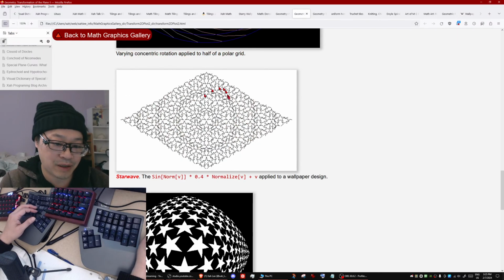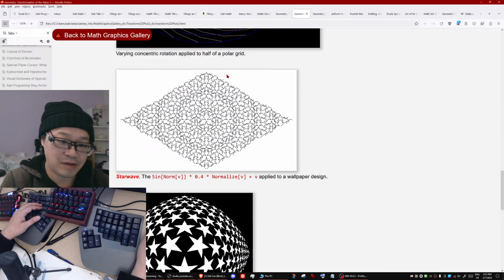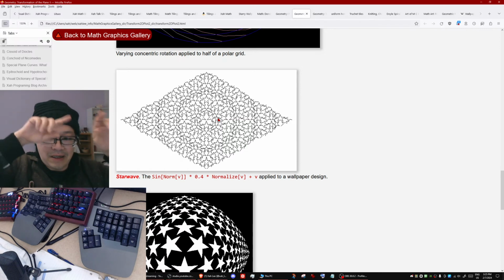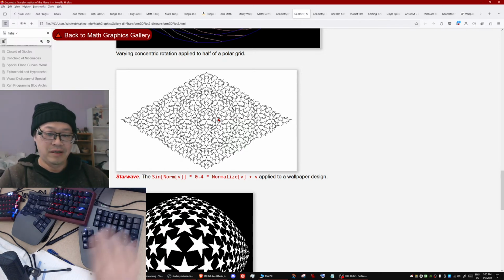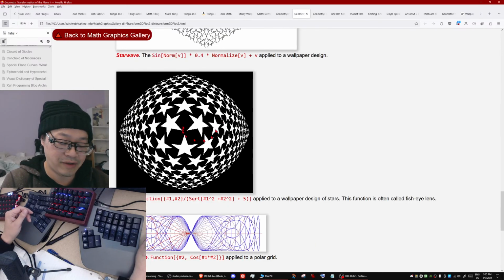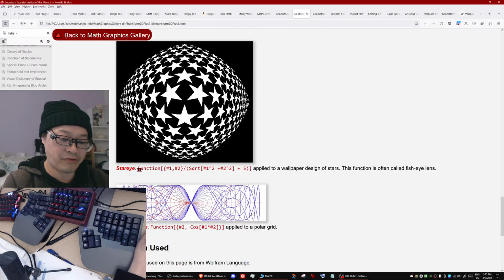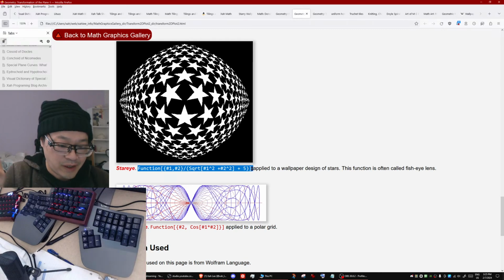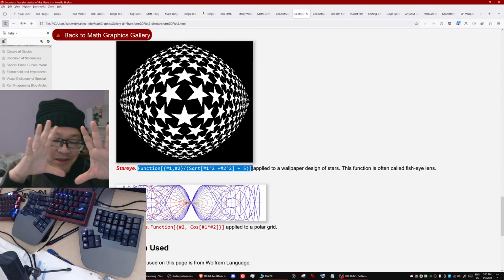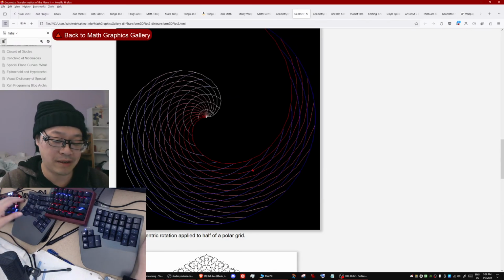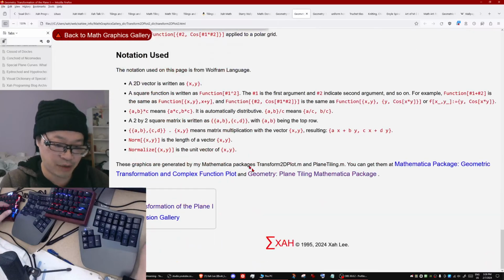So how do you generate them? You start with a symmetric pattern, a carpet pattern, then you apply a function that makes it like a wave going out. Similarly for the fisheye, you begin with a picture or photo, your face, then you apply a function, which is this function in Wolfram language. Then it becomes a fisheye lens. So all these are geometric transformations.